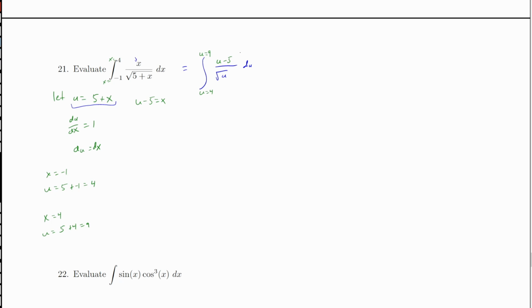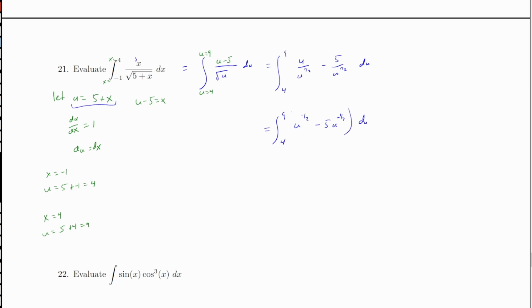All right, we still have a quotient, though, so let's do the same thing here that we did in the previous problem where we divided to get different fractions. So I'll write this as u. I'm going to write the square root of u as u to the half. Okay, so we have the integral from 4 to 9. u over u to the half is just u to the half power, and minus 5u to the negative half power.